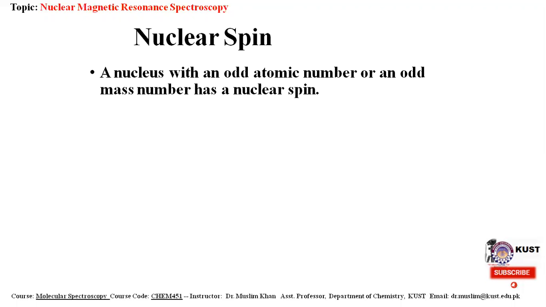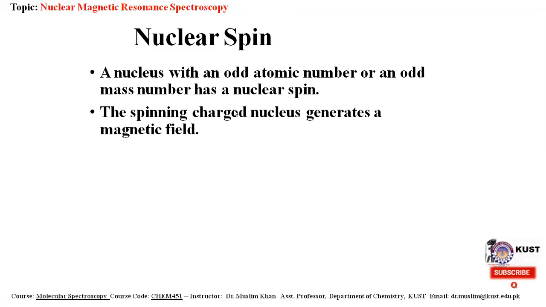So we have already introduced nuclear magnetic resonance spectroscopy in our previous lecture, but going to the background of nuclear magnetic resonance spectroscopy, you know that a nucleus with an odd atomic number or an odd mass number has a nuclear spin, and we are exploiting this nuclear spin to get some information about the molecule.